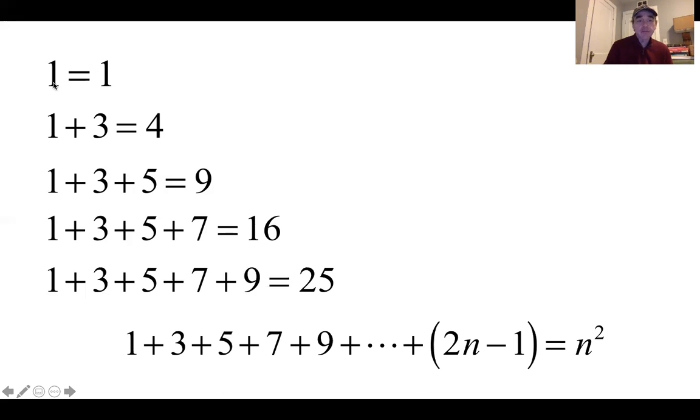So notice the first odd number, 2 times 1 minus 1. Second odd number, 3, 2 times 2 minus 1. Third odd number, 2 times 3 minus 1. Fourth odd number, 2 times 4 minus 1. Nth odd number, 2 times n minus 1. So we have this rule. We want to prove it. It certainly seems to be the case by looking at our examples here.